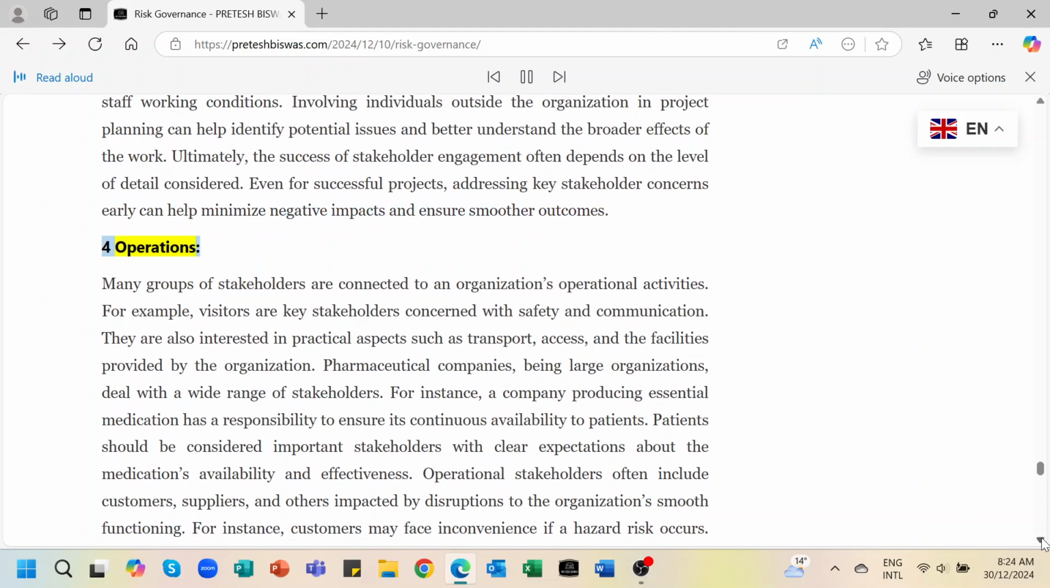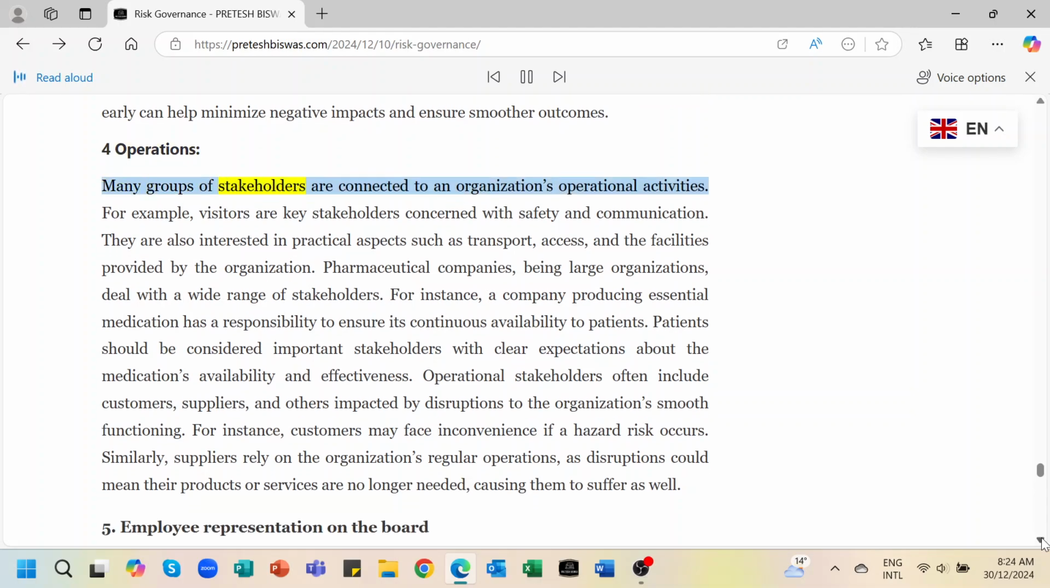For operations, many groups of stakeholders are connected to an organization's operational activities. For example, visitors are key stakeholders concerned with safety and communication. They are also interested in practical aspects such as transport, access, and the facilities provided by the organization. Pharmaceutical companies, being large organizations, deal with a wide range of stakeholders.